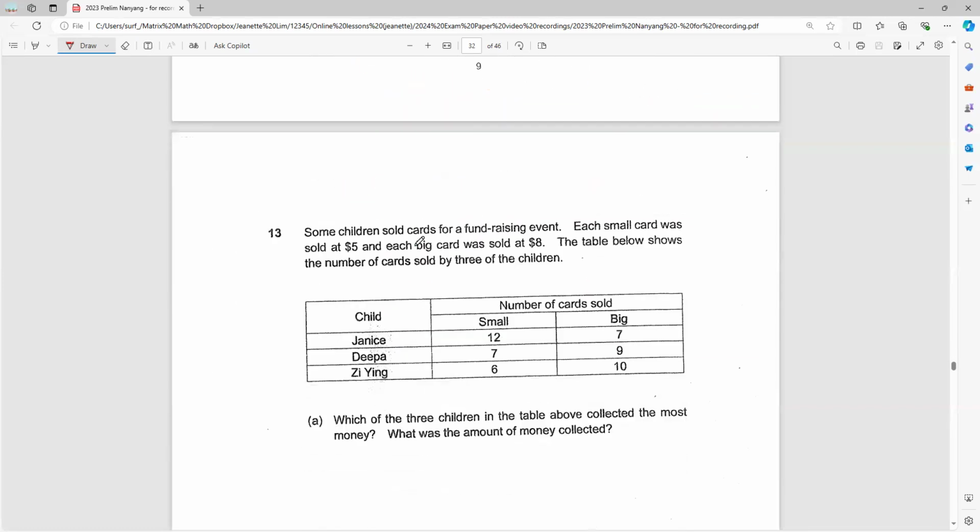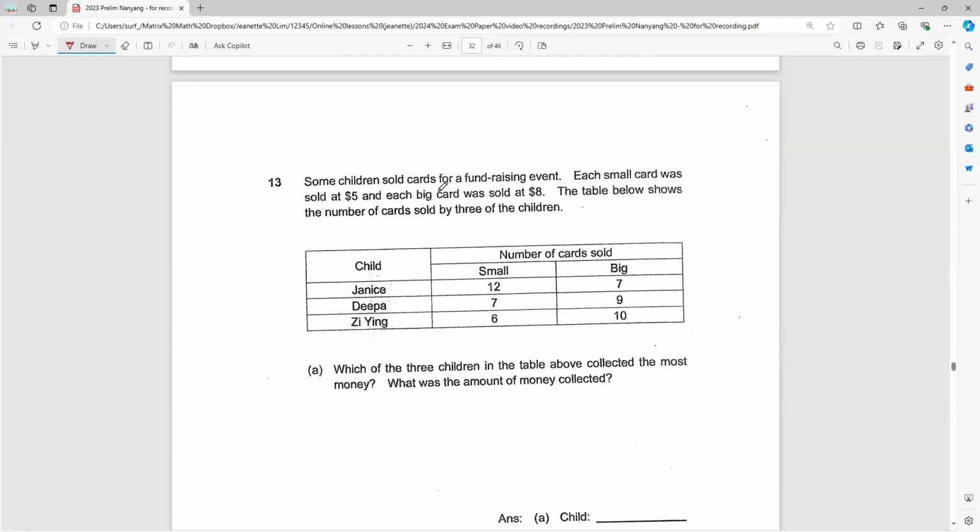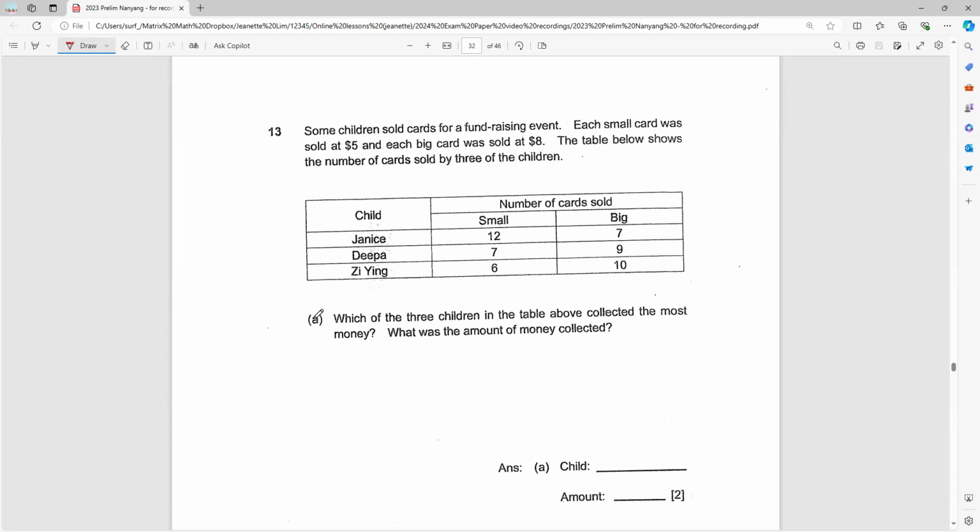Okay, question 13. Some children sold cards for a fundraising event. Each small card was sold at $5. Each big card was sold at $8. So the table shows the number of cards sold by the 3 of the children. So which of the 3 children above collected the most money? Okay, let's calculate for each of them.